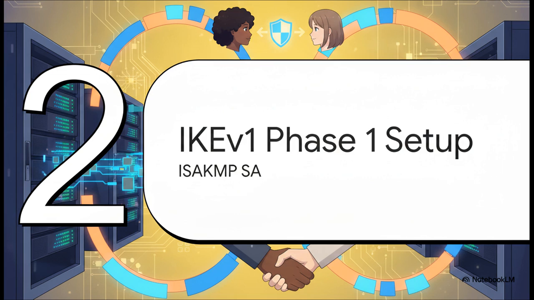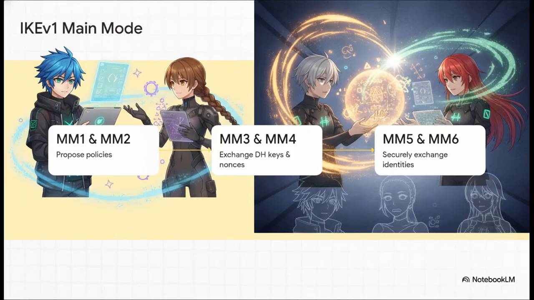Okay, moving on to Section 2, IKEv1 Phase 1 setup. Let's take a look at our first major protocol, IKE version 1, and see exactly how this initial phase builds a bidirectional control plane channel, which is known as the ISAKMP SA. IKEv1's main mode actually breaks this negotiation down into 3 distinct two-way exchanges. That's 6 messages total.